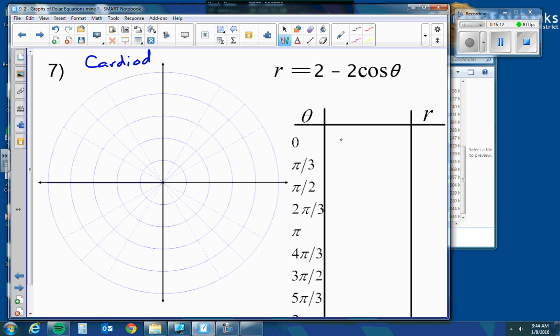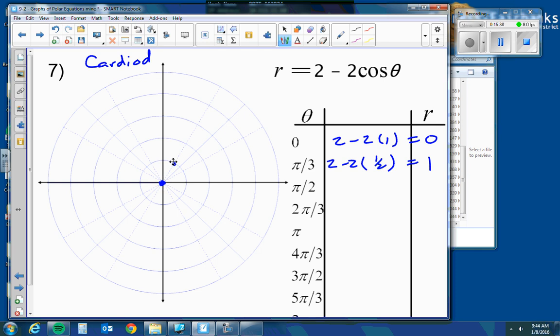So let's do this. What's cosine of 0? 1. So we start out with 0. Then we plug in pi over 3, cosine would be 1/2. And that's a 1 then. 2 minus 1 is 1. So if we rotate towards pi over 3, go out 1.